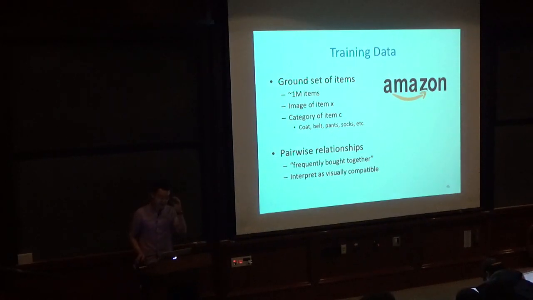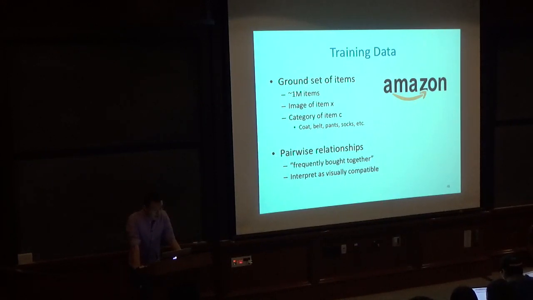So the training data is scraped from Amazon. You have a ground set of elements, items, about 1 million. Each item contains an image and a category. For example, the categories could be coat, belt, pants, socks, etc., things that are related to clothing. And then we also can mine these pairwise relationships, such as frequently bought together. Okay? So if two items, like a coat and a belt, are frequently bought together, we're just going to interpret that roughly as being visually compatible, at least for the purposes of this project I'll be describing that these people did.